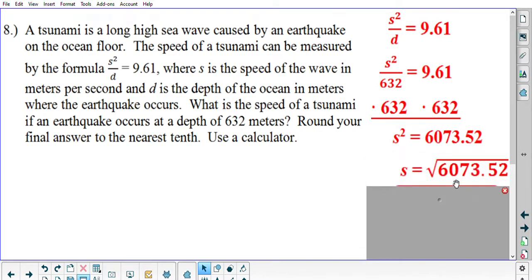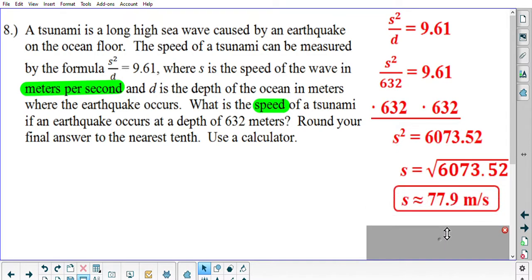Whoa! Why don't I have the positive or negative symbol? Because the negative answer does not make sense. What was the problem asking for? What is the speed of the tsunami, and the speed is always going to be, if you look above, in meters per second. Ladies and gentlemen, that speed should be positive, not negative. That's why I'm not using the positive or negative symbol. I only want the positive answer. All right, use a calculator and round to the nearest tenth.